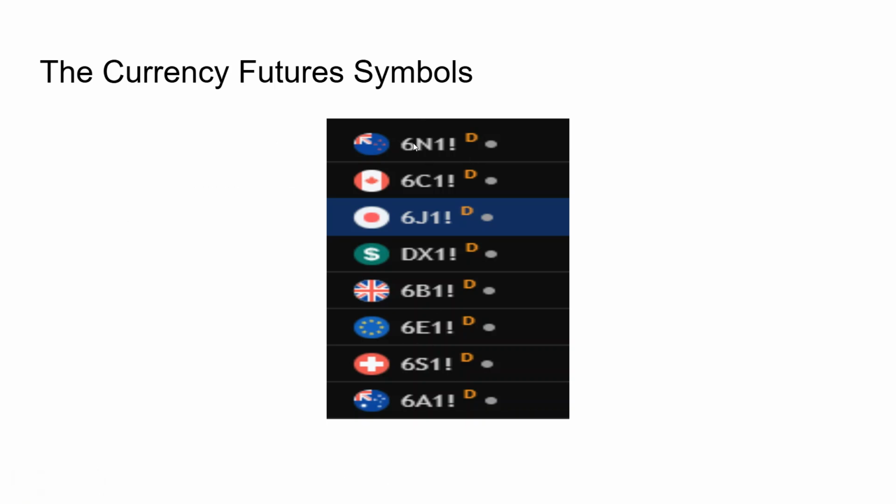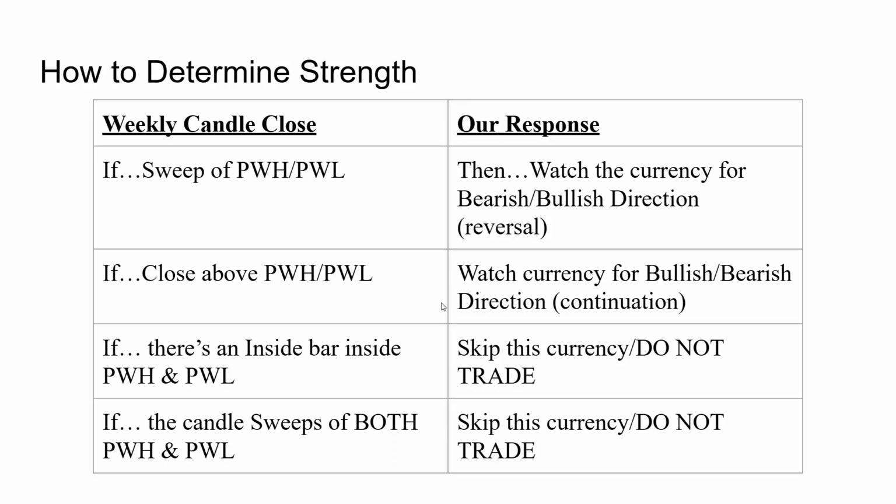6N1, all of them start with 6 except for the dollar, but if you type in 6N, that's going to be for New Zealand. C for Canadian, it'll have the flag there. 6J1 exclamation point is going to be Japanese yen. DXY1 is going to be the US dollar. 6B is going to be British pound. E euro, S Swiss franc, and then A is for Aussie. All right, so those are the futures. Those are the symbols that we need to type in under futures to see the weekly chart and then get our directional bias for the week.